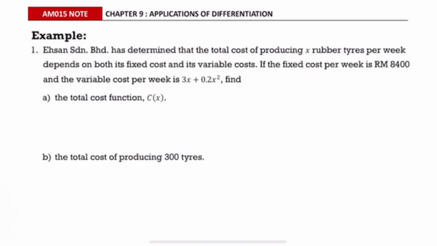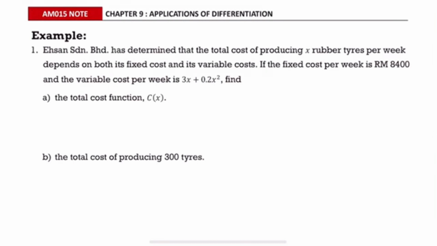Example 1 is, Ehsan Sendirian Berhad has determined that the total cost of producing x rubber tires per week depends on both its fixed cost and its variable cost. If the fixed cost per week is 8,400 ringgit and the variable cost per week is 3x plus 0.2x squared, find the total cost function.